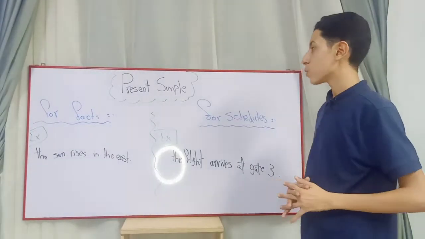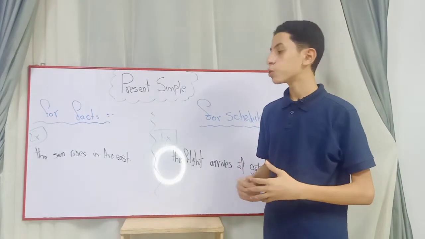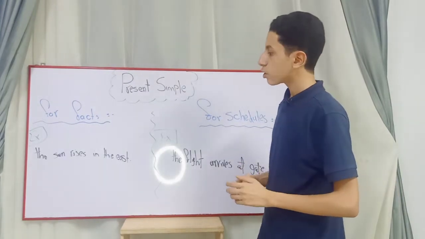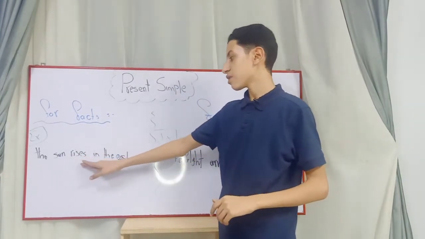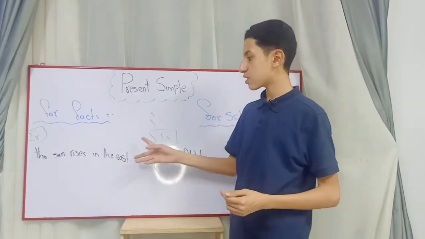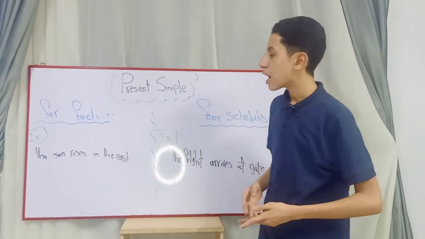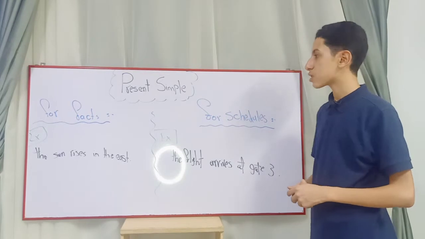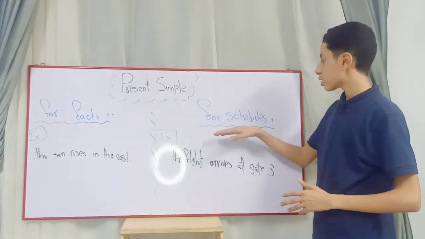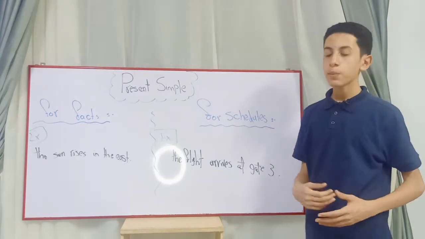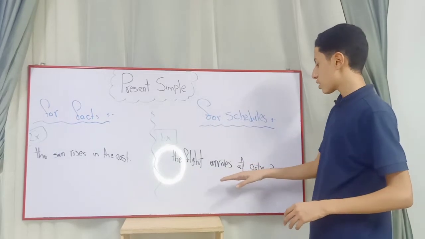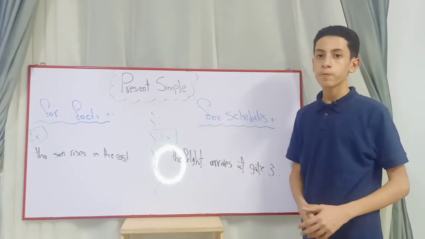We can also use the present simple to talk about facts. For example, the sun rises in the east. So this is a fact, it doesn't change. And we can also use the present simple to talk about schedules. For example, the flight arrives at gate 3. Okay?